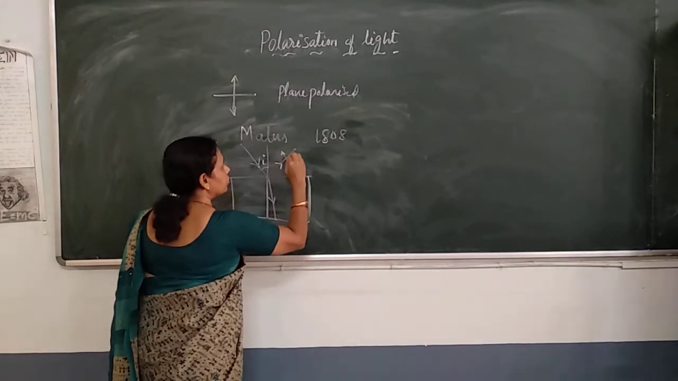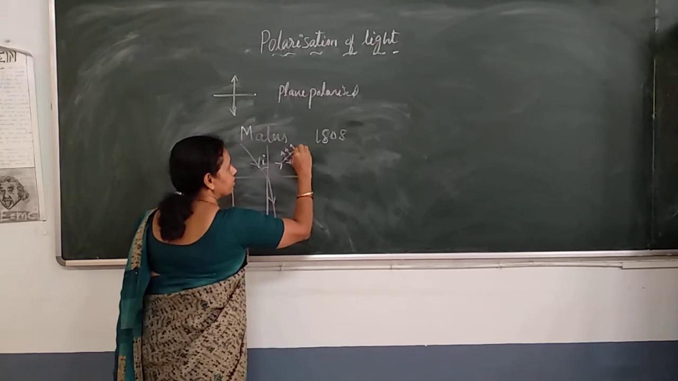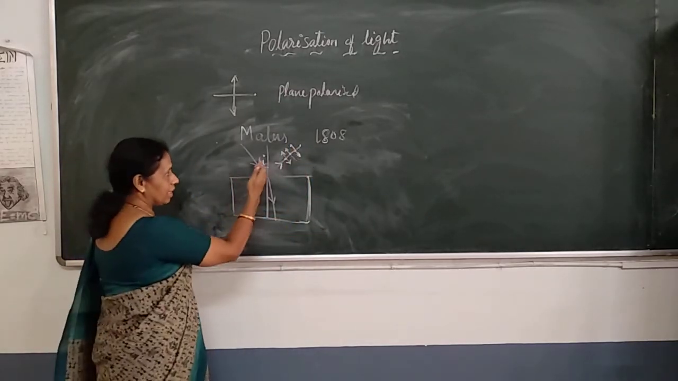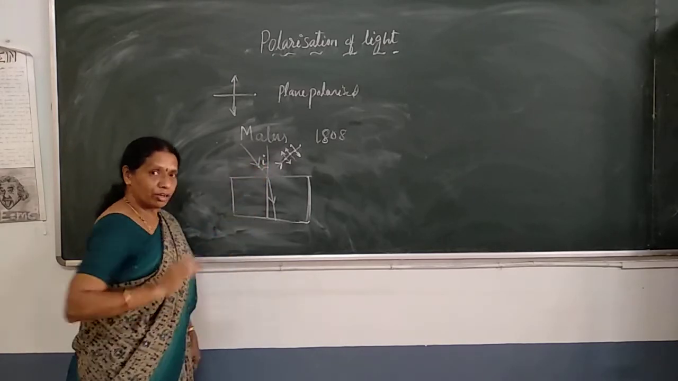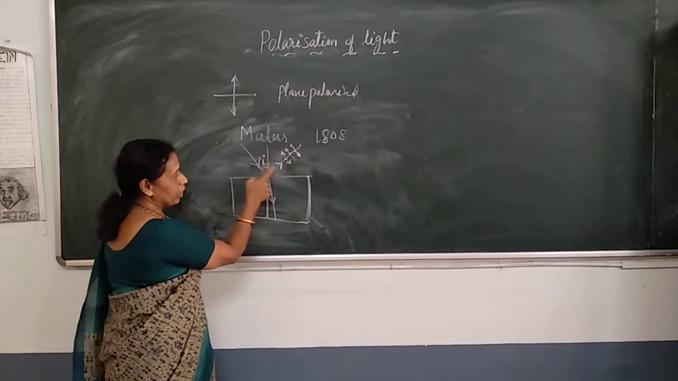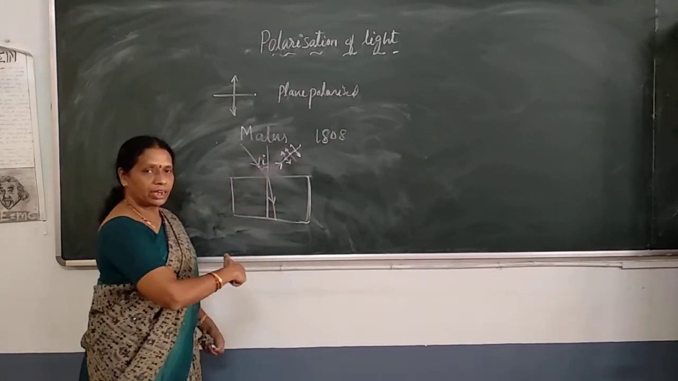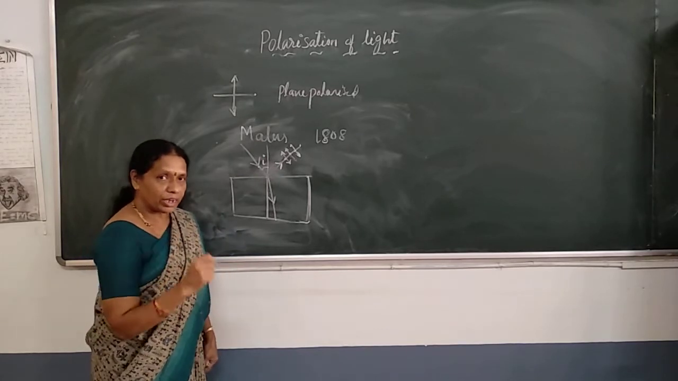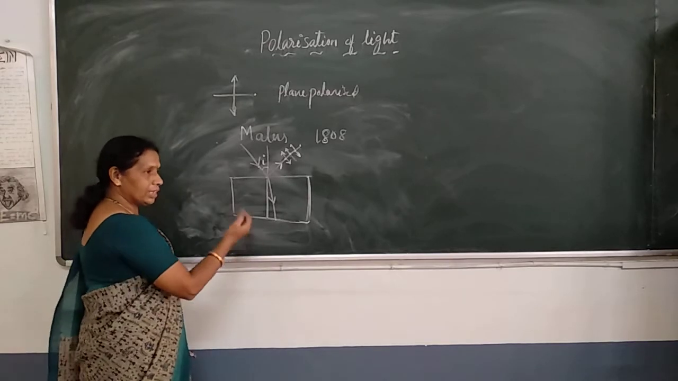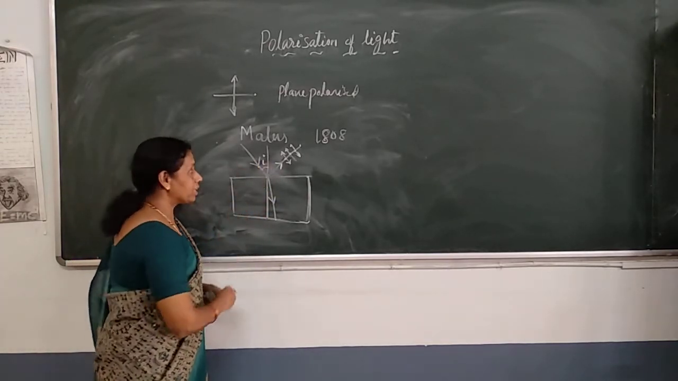See, partial polarization is represented like this. The ray was found to be partially polarized. And then he increased the angle of incidence. What is the angle of incidence? The angle between the incident ray and the normal. The angle of incidence is equal to the angle of reflection. This is the angle of refraction. Sin i by sin r is nothing but the refractive index of this medium. It is Snell's law.